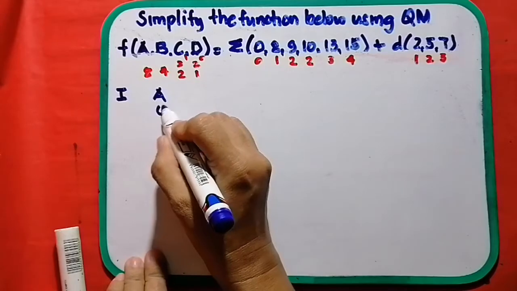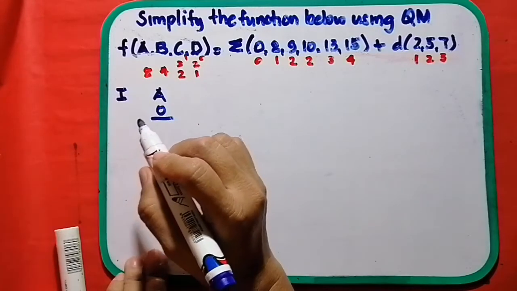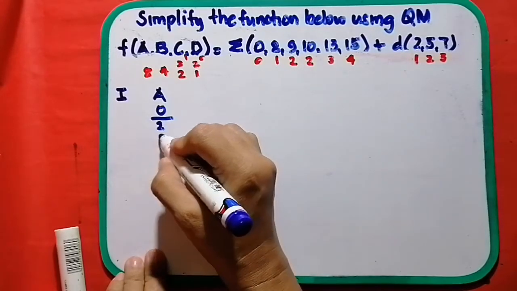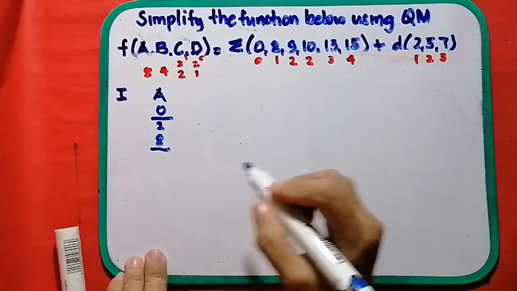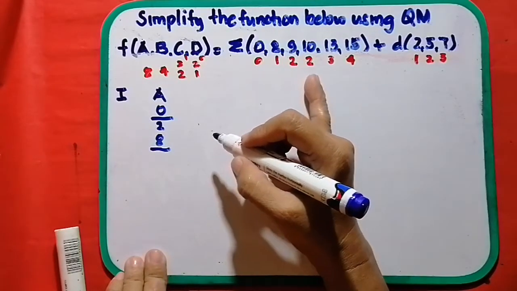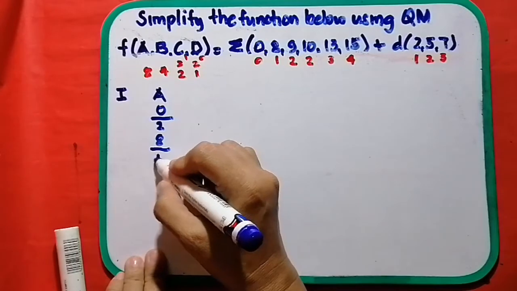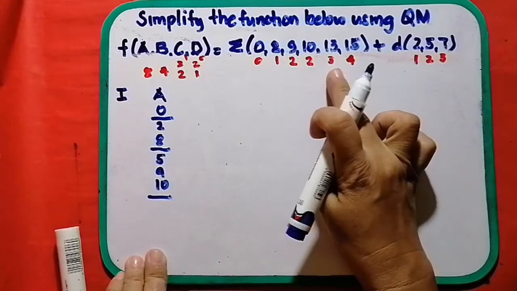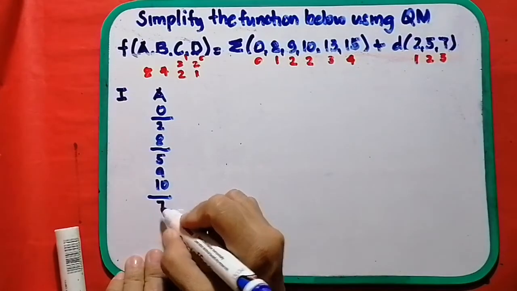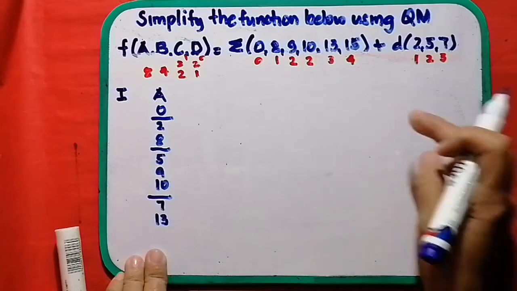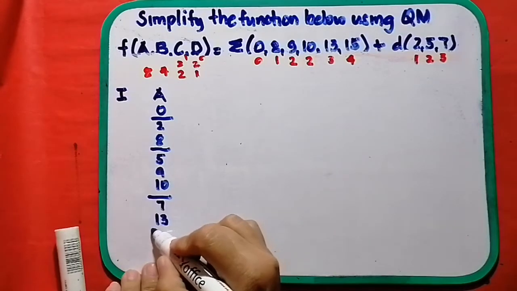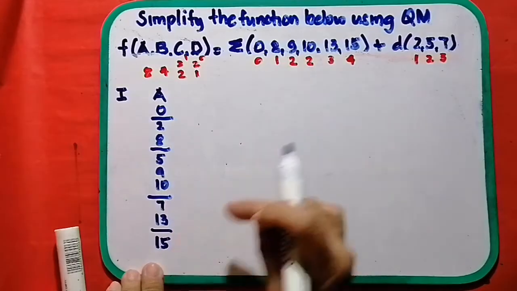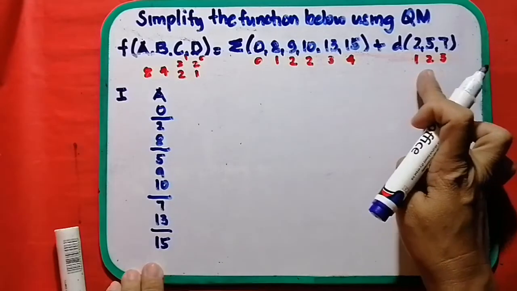So we start off with 0 with no ones. Write a dividing line. Implicants with 1 one, that is 8 and 2. So we're going to have 2 and 8. Write a dividing line. With 2 ones, we have 9, 10, and 5. So we have 5, 9, and 10. Then we have 13 and 7, 7, 13. And then with 4 ones, we have 15. So 1, 2, 3, 4, 5, 6, 7, 8, 9.